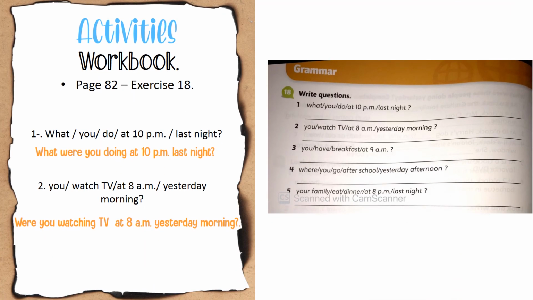Next activity is page 82, exercise 18. Here we have to put in order the words to create questions using past continuous. For example, number 1, what you do at 10 p.m. last night. The answer will be, what were you doing at 10 p.m. last night?